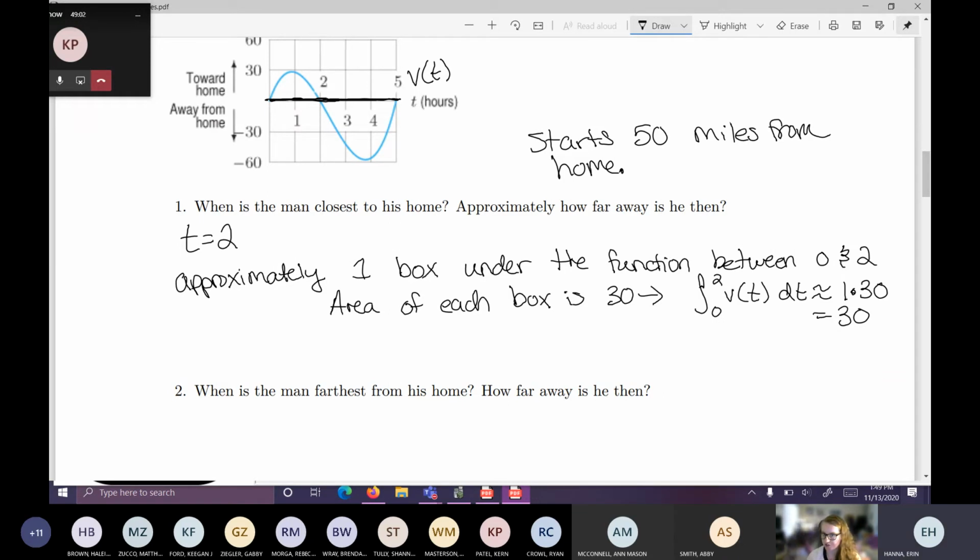Now, we didn't answer the question fully yet. Between that time, he's traveled 30 miles towards his house. But we're actually asked how far away from his house he is. So if he started 50 miles from his house and drove 30 miles towards his house, he ends up 20 miles from his house. So the answer to the question is 20 miles, because it asks how far away from his house he is. If he started 50 miles away and drove 30 miles toward, he ends up 20 miles away from his house.